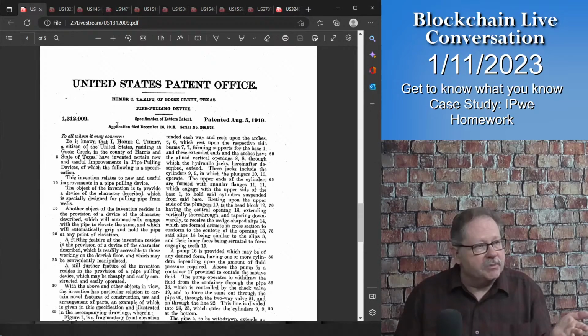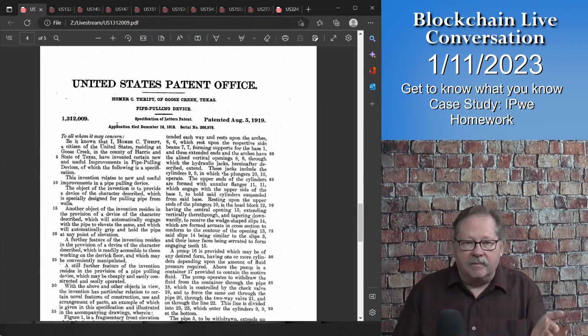Now, this patent happens to be 5 pages long. It has 3 pages of diagrams.